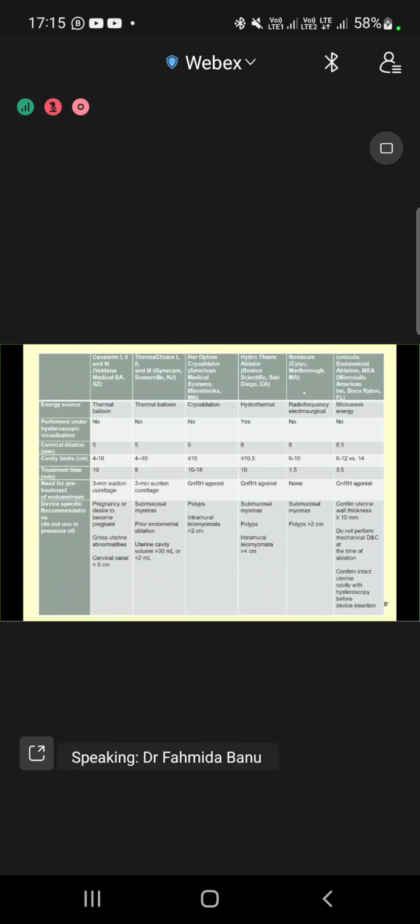Coming to NovaSure, it is a radio frequency electrosurgical procedure, and dilatation is required up to 8 mm, and treatment time is only 1.5 minutes, and the contraindications are the same.